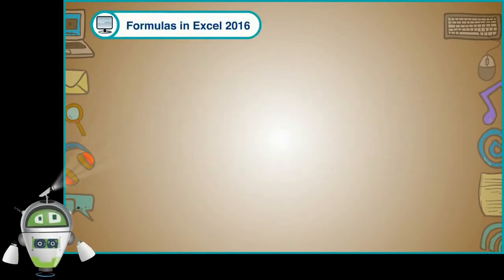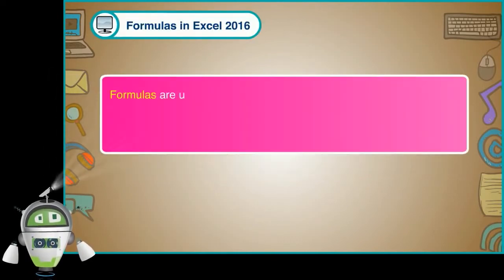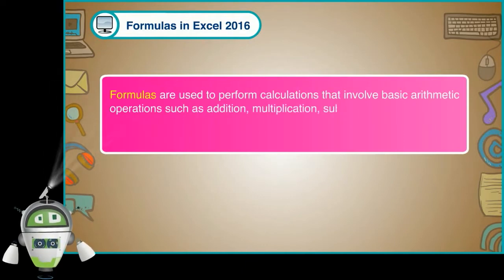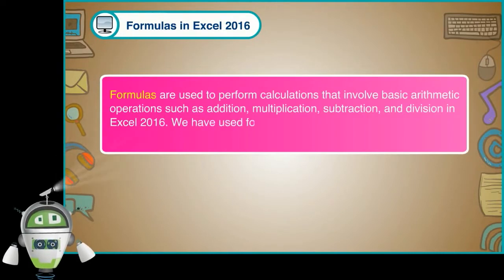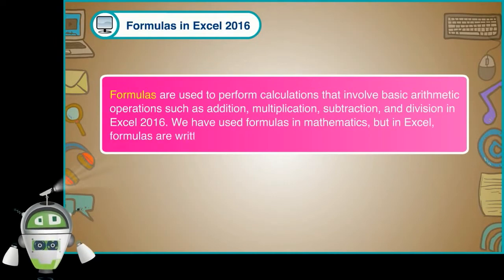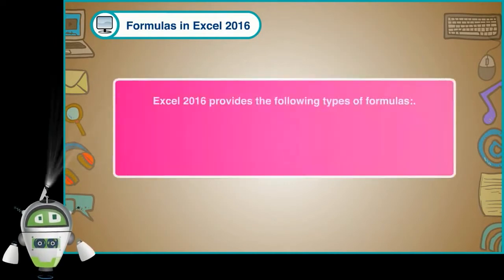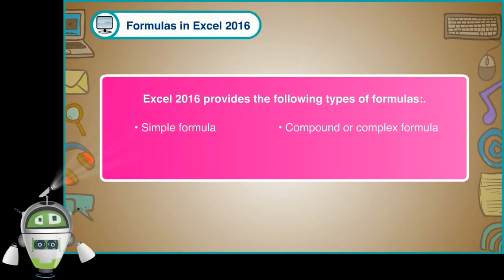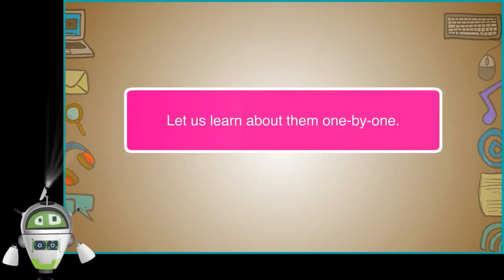Formulas in Excel 2016. Formulas are used to perform calculations that involve basic arithmetic operations such as addition, multiplication, subtraction, and division in Excel 2016. We have used formulas in mathematics, but in Excel, formulas are written in a different manner. Excel 2016 provides the following types of formulas: simple formula, compound or complex formula, text formula. Let us learn about them one by one.